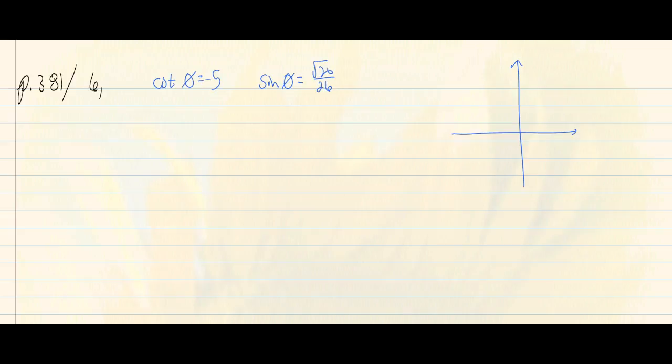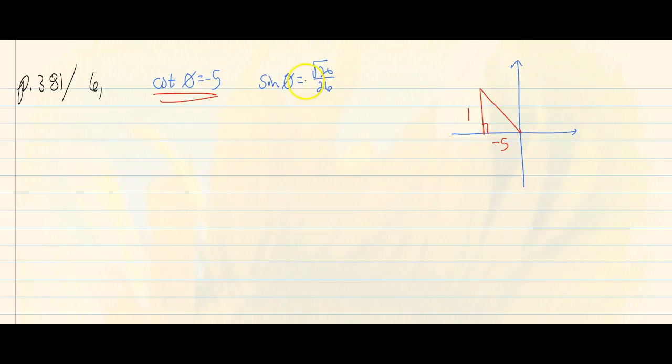The sine is positive, so from that I know it's in either quadrant 1 or quadrant 2. And since the cotangent is also negative, it means we're talking about quadrant number 2. So I'll draw an angle over here into quadrant number 2, and the cotangent of the angle is -5. Cotangent would be adjacent over opposite. So here's our adjacent, there's our opposite.